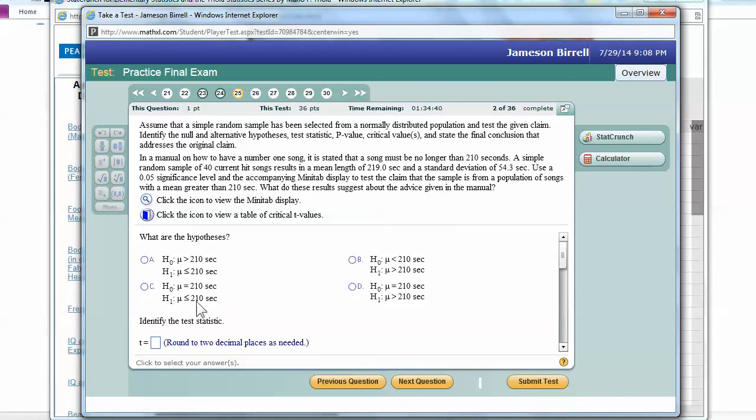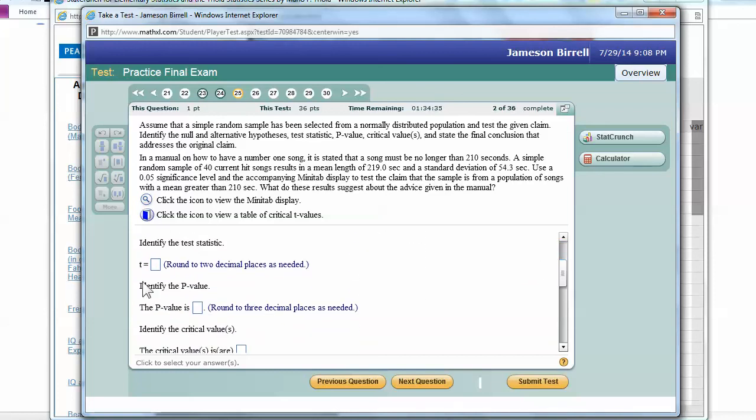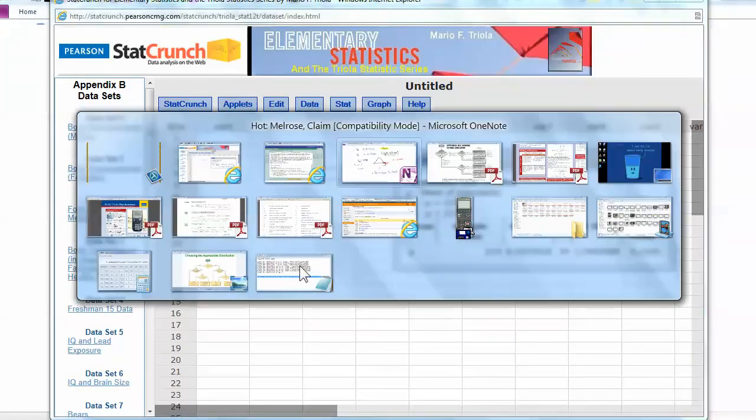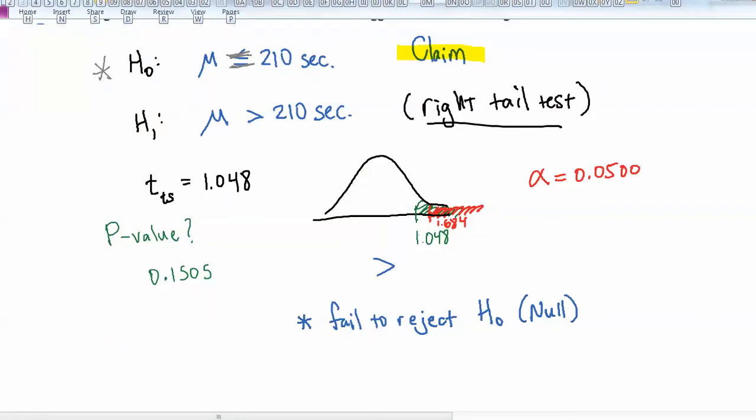Alright, so there's our statement. There's our test statistic. Our p-value. Critical value or values. Only one value here because all of our 5% level of significance is in one tail. So remember that I looked this up. The 1.684.